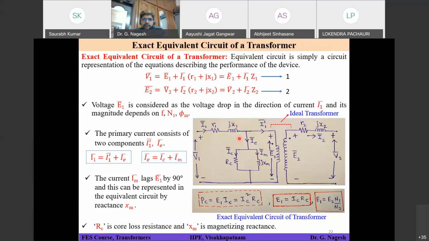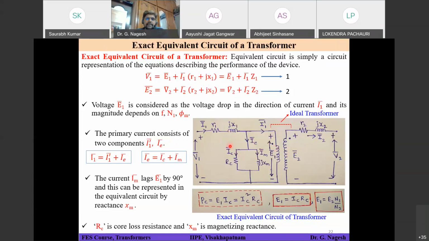What is left? The shunt branch is left, which carries IE. If you transfer this IE onto the secondary side, we'll call it IE dash. What will that be? IE dash is equal to IE into N1 by N2. Because for resistance, reactance and voltage, the side you are moving to should be in the numerator, so N2 will be in the numerator. For current, it is opposite. So IE dash is equal to IE into N1 divided by N2.